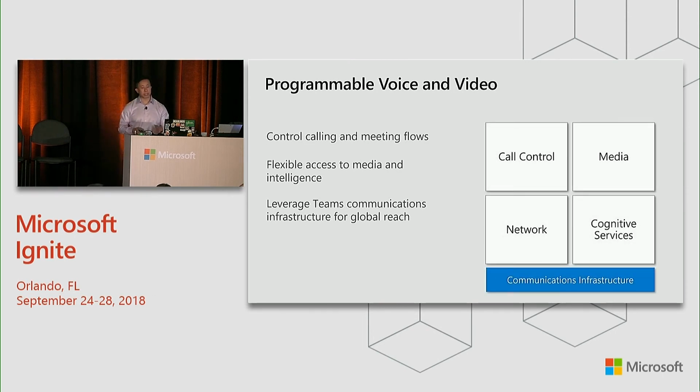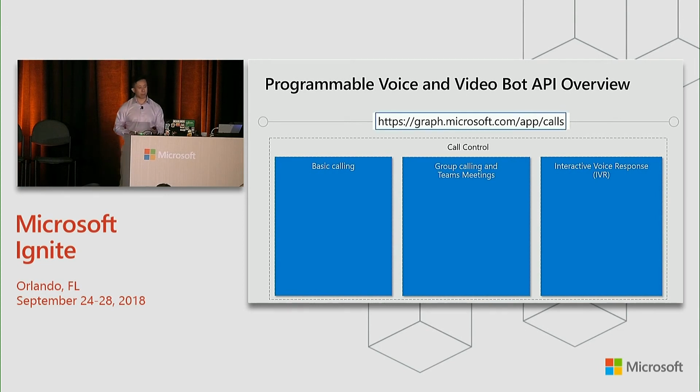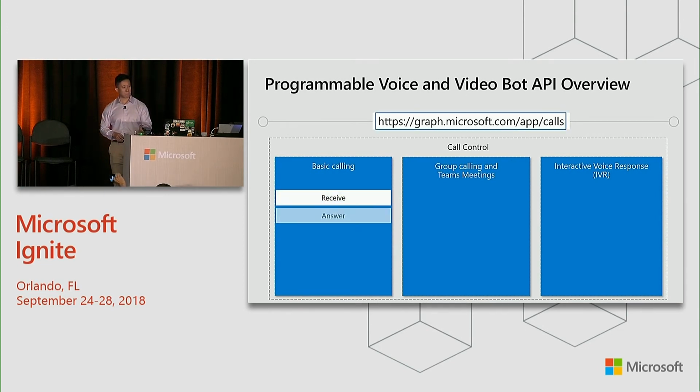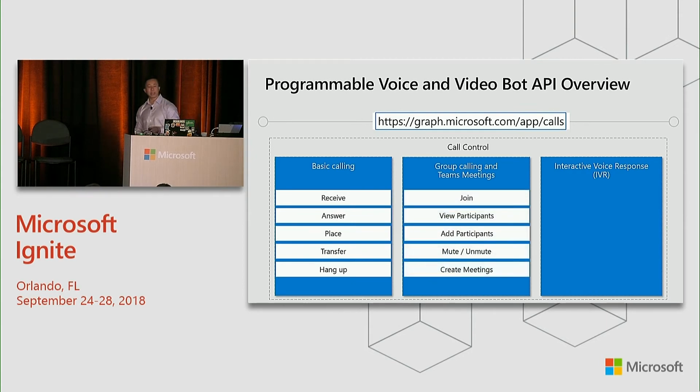So in terms of some of the capabilities, actually I'll jump to the next slide because I think it gives a good overview. From a calling standpoint, these are basically some of the workflows that you can perform: receiving calls, answering, initiating a call. And from a meeting standpoint, being able to join that meeting, but also automate the participants and pull in participants.